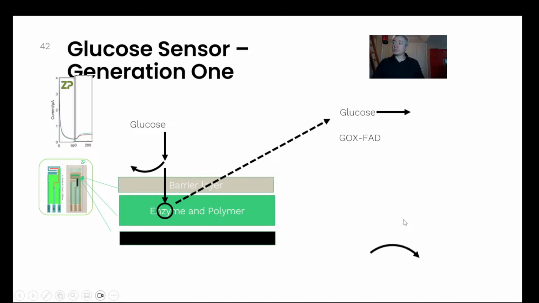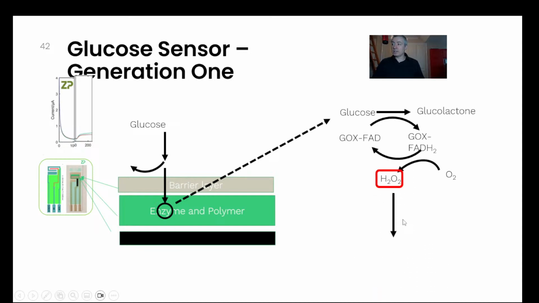And so we're quite used to building the generation 1 glucose sensors, where oxygen reacts with the enzyme, the enzyme reacts with the glucose, and we end up forming hydrogen peroxide, and we detect the hydrogen peroxide, and we get a flow of current.